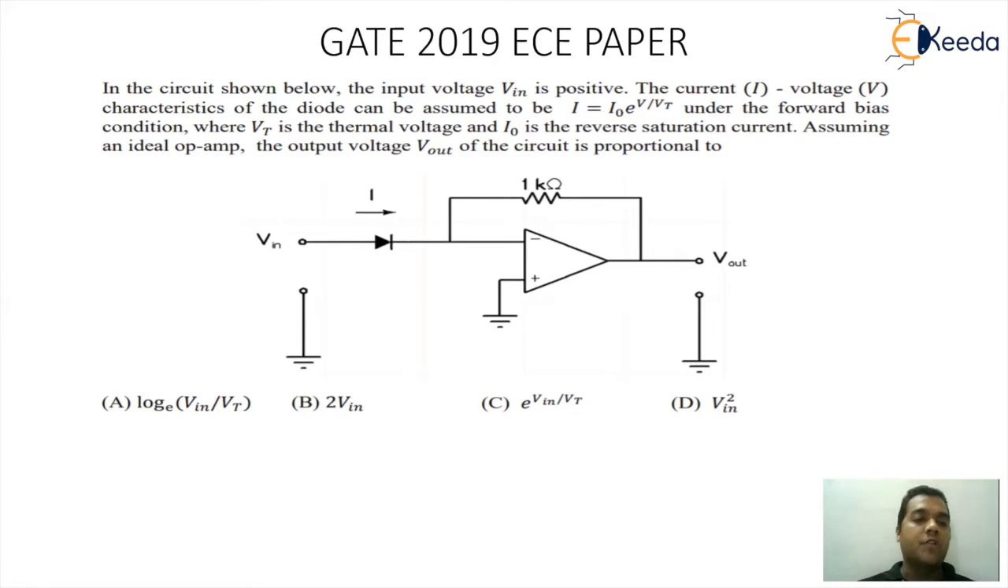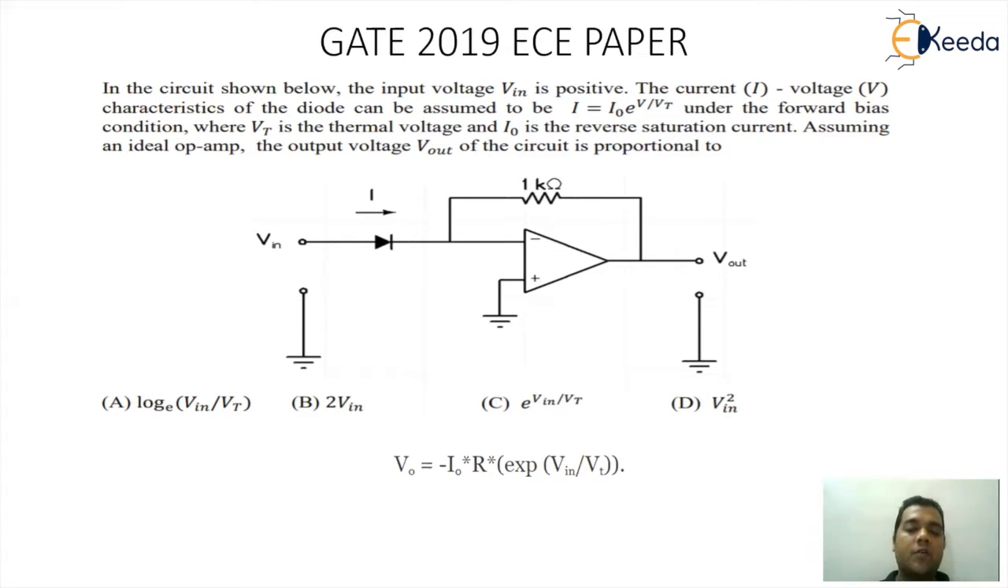So there are 4 options given: log e V in by Vt, twice of V in, e raised to V in by Vt, and V in square. Now if your observation is very sharp, actually this circuitry is a simple anti-log amplifier. So now we have an equation for the anti-log amplifier as VO is going to be equal to minus of I0 into R e raised to V in by nu times Vt.